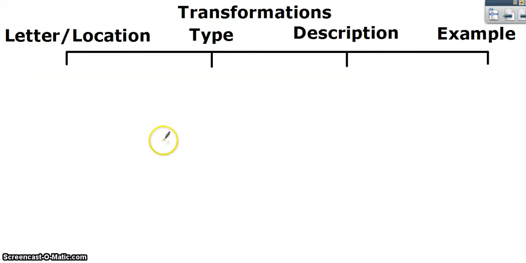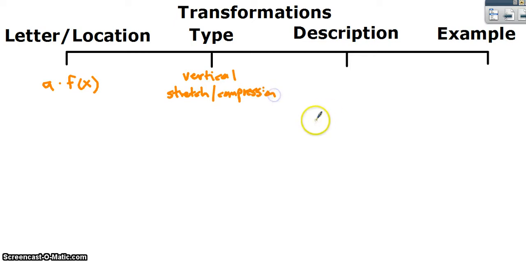All right, let's talk about transformations. So there's basically 4 different types, 4 letters and locations. The first one is an a in front of your function, a times the function. This is going to cause you to have a vertical stretch or compression. If a is greater than 1, it's going to be a stretch.